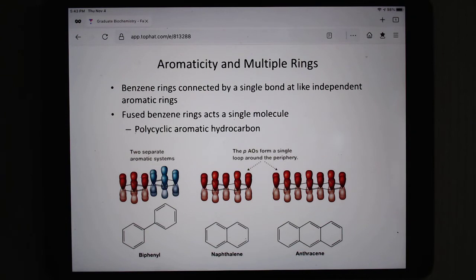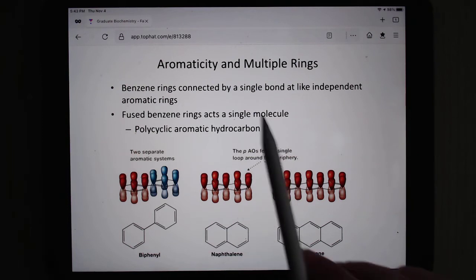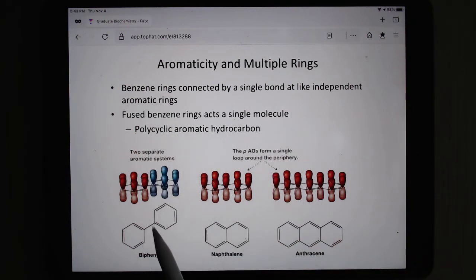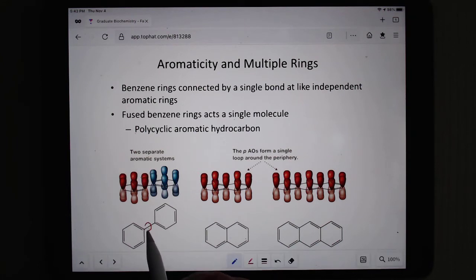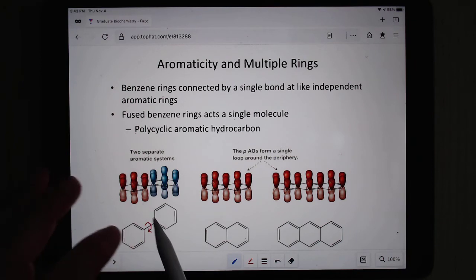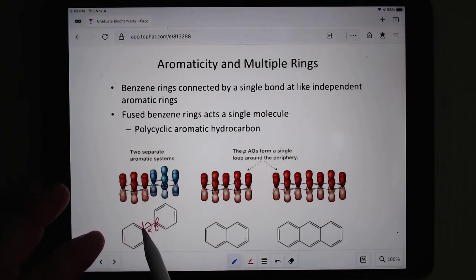Now you can actually have multiple rings in aromatic compounds. If they are fused like this between just one bond, something like biphenyl, because there's two phenyl groups here, they're going to act like two separate benzene rings, right? Because you can get some free rotation around there. This p orbital here isn't necessarily aligned with this p orbital here. It doesn't have to be because it's at least oriented like this.